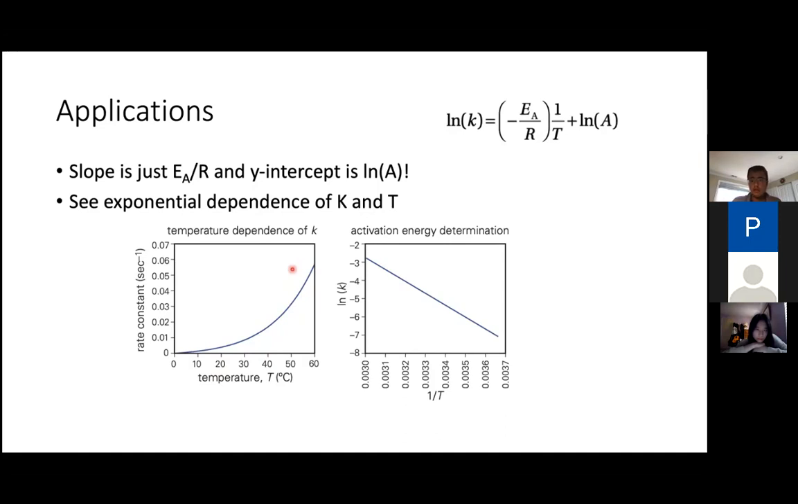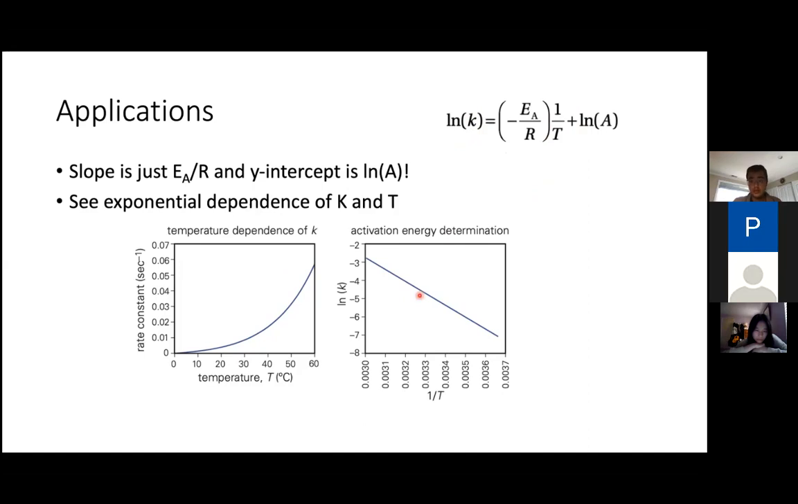Another very useful application is that if you notice here, this is essentially the general linear equation, which is y equals mx plus b. So if you plot the natural log of the rate constant in terms of 1 over T, which is our domain, we can say that the slope of this linear graph is simply negative of the activation energy over the gas constant. And this is simply a constant. So by looking at the slope, we can determine what the activation energy is.